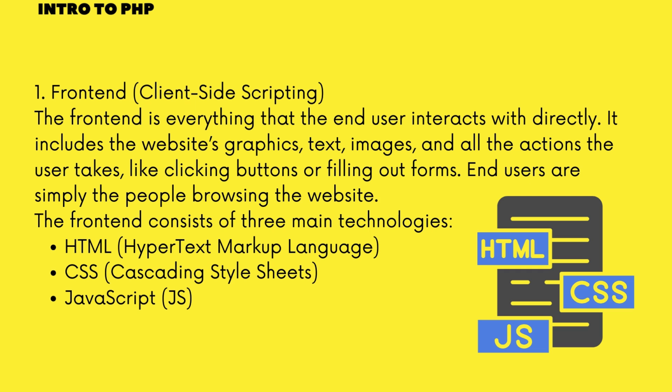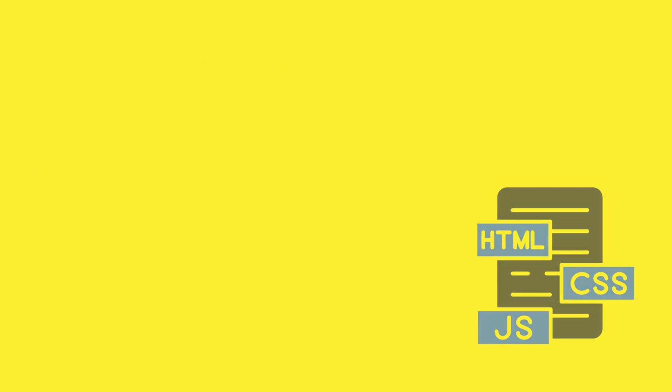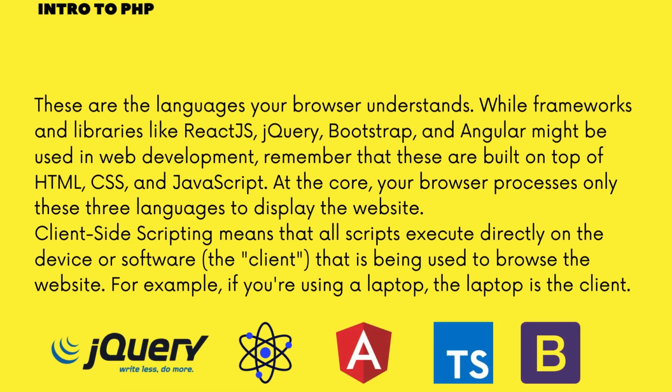The frontend consists of three main technologies: HTML, HyperText Markup Language; CSS, Cascading Style Sheets; and JavaScript, JS. These are the languages your browser understands. While frameworks and libraries like React.js, jQuery, Bootstrap, and Angular might be used in web development, remember that these are built on top of HTML, CSS, and JavaScript. At the core, your browser processes only these three languages to display the website.